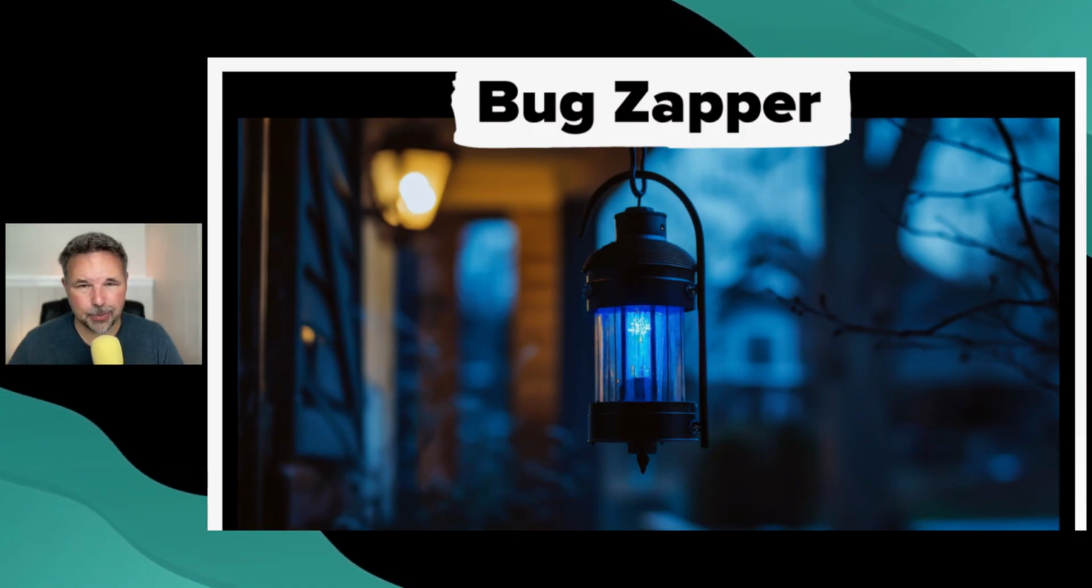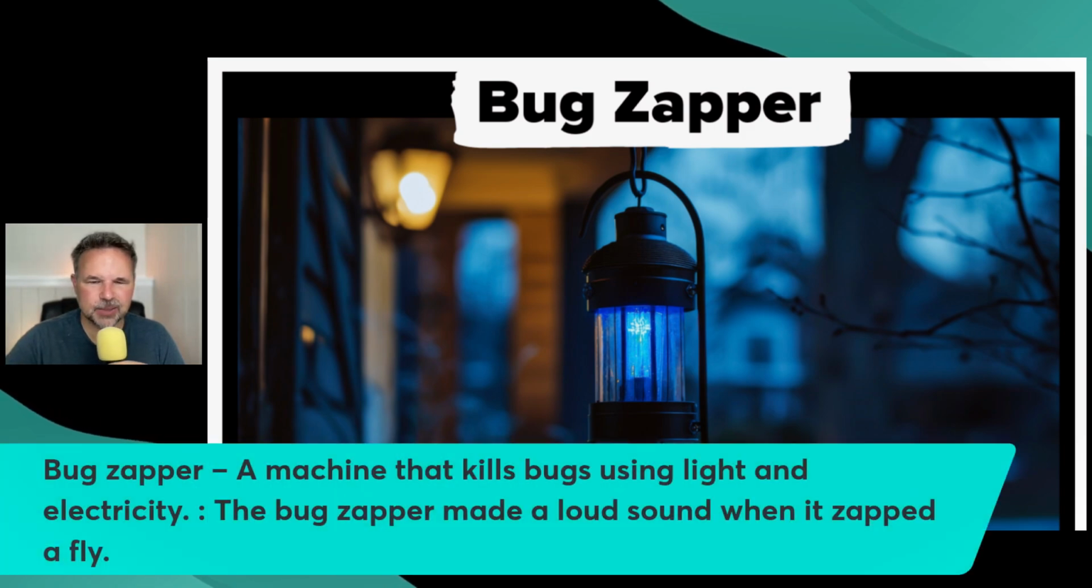So the bug zapper is a noun, but we could say that the bug has been zapped. It's another way to say it's been killed. Let's look at this sentence that uses both the noun and the verb. The bug zapper made a loud sound when it zapped a fly.